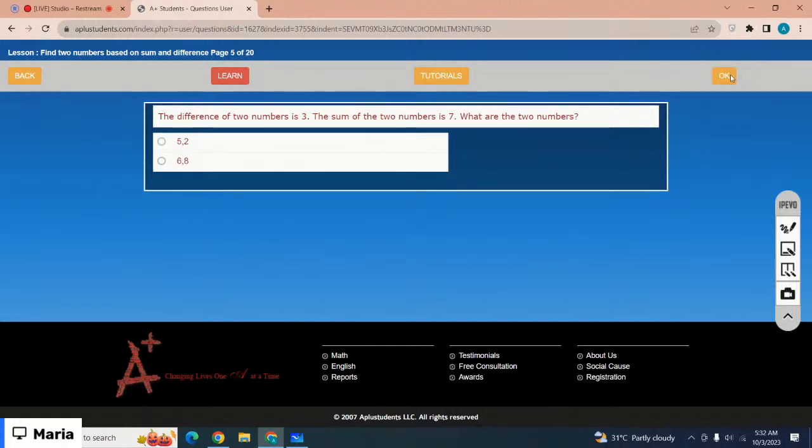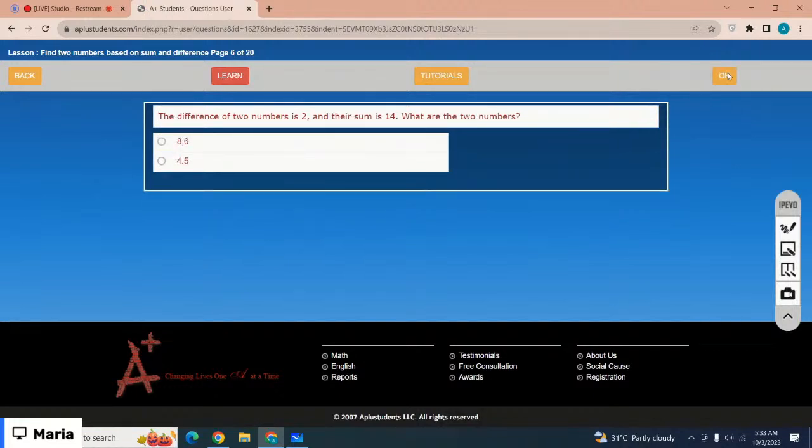Okay, the difference of two numbers is 3. The sum of two numbers is 7. What are the two numbers? So, which is the correct option? Yes, they are 5 and 2, their difference is 3 and their sum is 7.